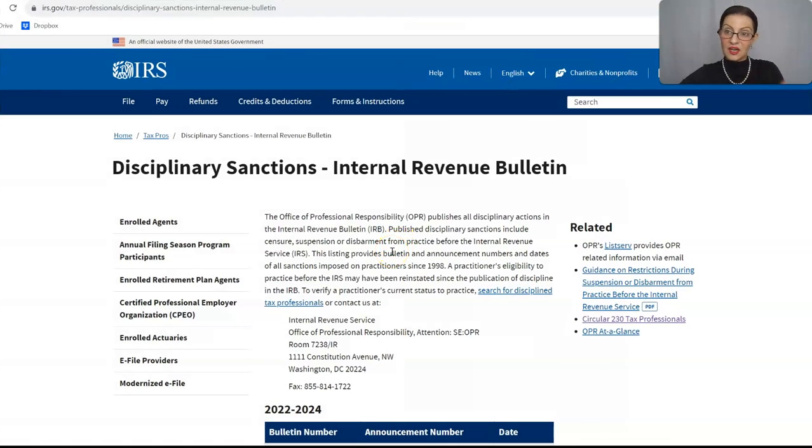The listing that's on the IRS website actually shows all of the names and the dates and all of the sanctions imposed since 1998, going back more than 20 years. So once your name is on this list, it's searchable for anybody to find. So you really want to try to avoid getting public censure or a disbarment or a suspension or anything else like that, because your name is going to end up here and it's going to stay here because this listing goes back all the way to the 90s.